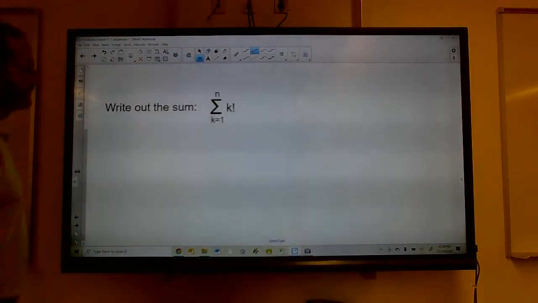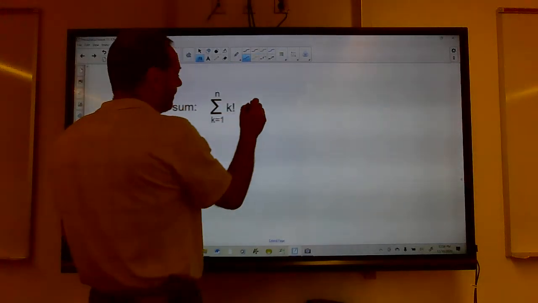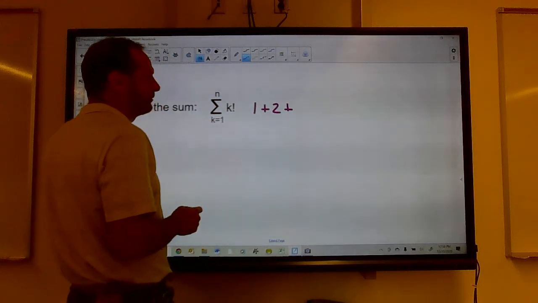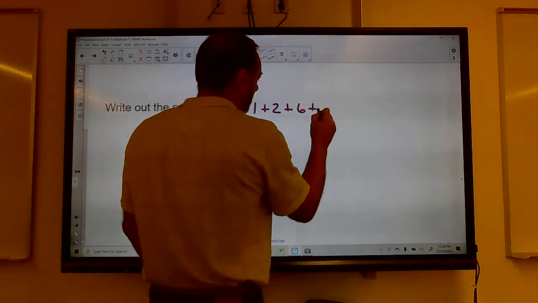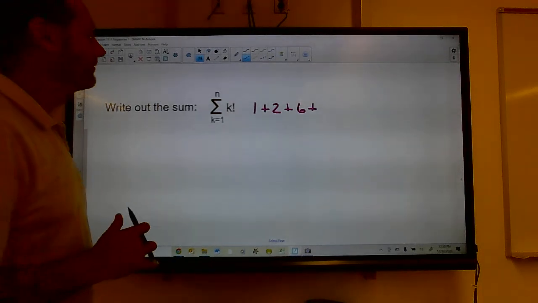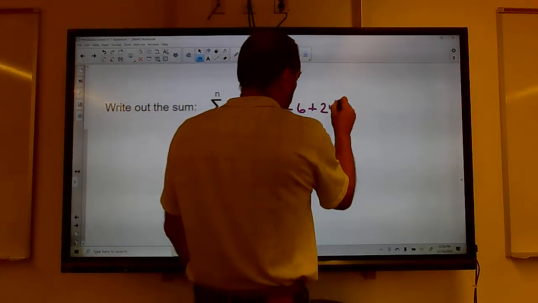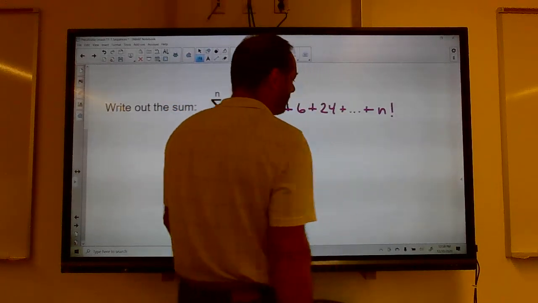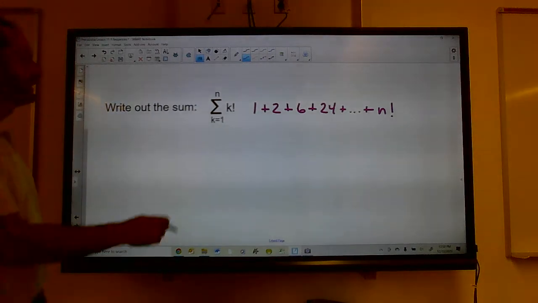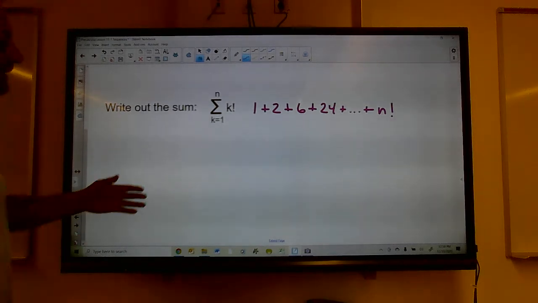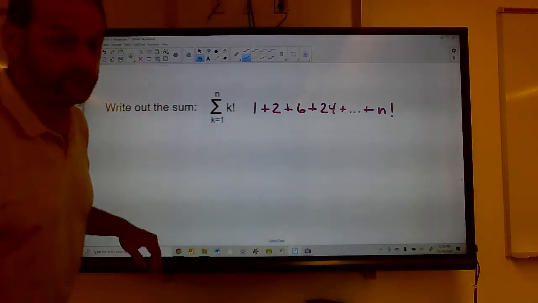Now down here, we're going to write out the sum as k equals 1 to n of the k factorials. Okay, so we've got 1 factorial is 1, 2 factorial is 2, 3 factorial would be 2 times 3 would be 6, 4 factorial would be 1 times 2 times 3 times 4, so that's going to be 24, plus dot dot dot, plus n factorial. So these don't have an end, so you just got to leave a variable in there at the end. You need to do enough of these that you can establish what the pattern is.